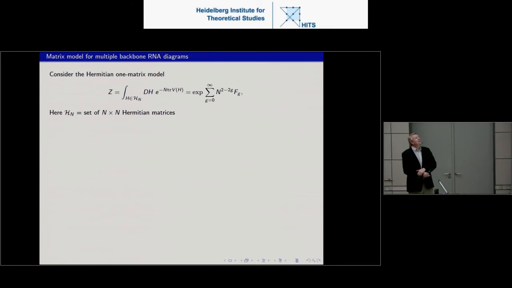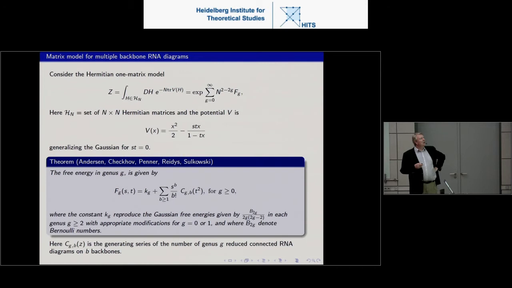The nice thing about these things is there is actually a matrix model that counts these diagrams. A matrix model is the following: an integral over n by n Hermitian matrices of e to the minus n times the trace of some function applied to the matrix. Then you are interested in this kind of expansion, where the coefficients are called free energies. What we proved was that if you take this function of two variables, then the genus G term encodes exactly all the genus G diagrams with any number of backbones. An RNA can of course be a multi-RNA with several backbones linked together. So this matrix model counts all the possible RNA combinatorics that you want to understand.